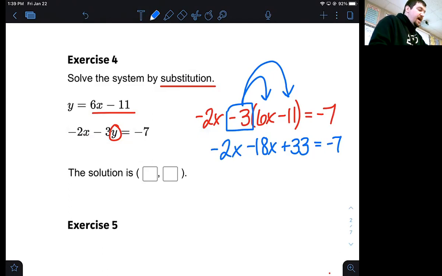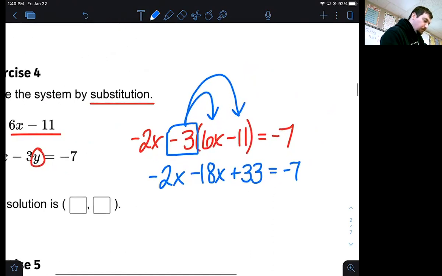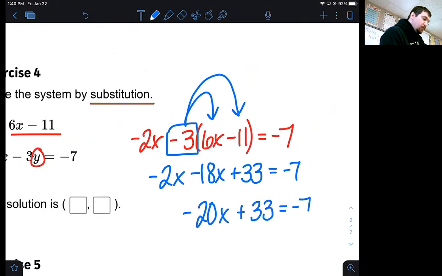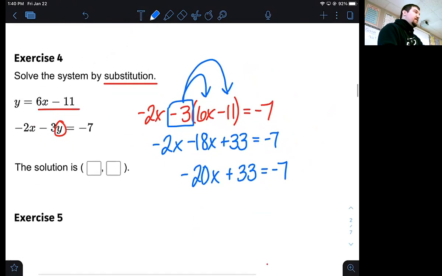Elise, when I combine my x terms, how many does that give me? Good. -20x. Okay, making progress on this. Remember, substitution is very front-loaded. Getting the work, finding x or finding your first variable takes the longest amount of time, and then finding your second variable will be a piece of cake. George, what do you get when you move the 33 over to the other side?